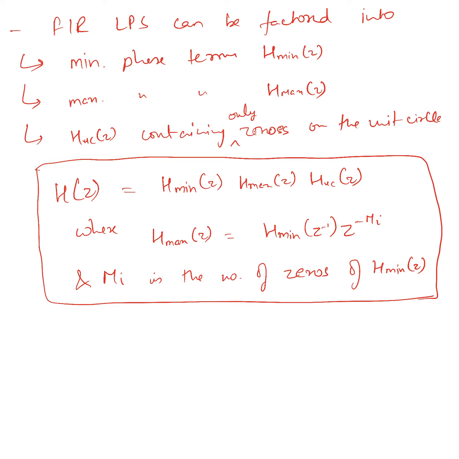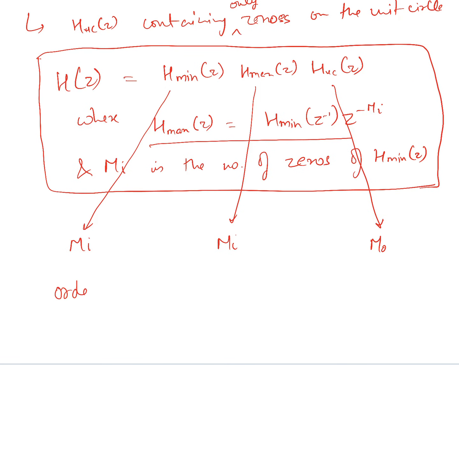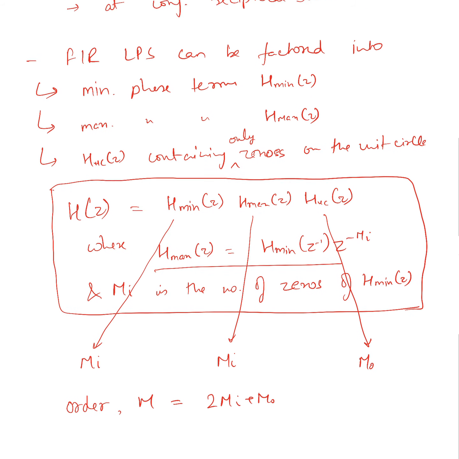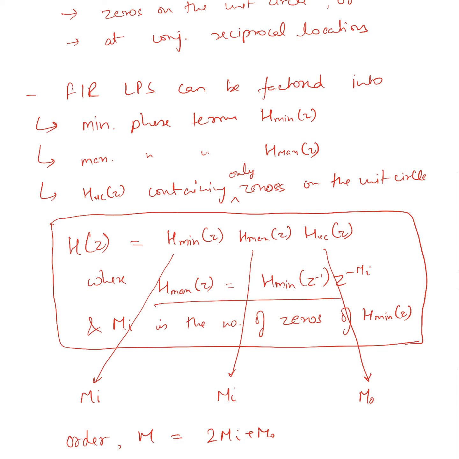H UC, let's say, contains MO number of zeros on the unit circle, but since we have this relationship between H max and H min, I would have MI number of zeros outside the unit circle. So if I compute the overall order of the system, it would be M equals 2MI plus MO. Okay, so this is a very brief discussion on the relationship between the FIR linear phase system and the minimum phase system and its decomposition. I think we can stop here. Thank you.